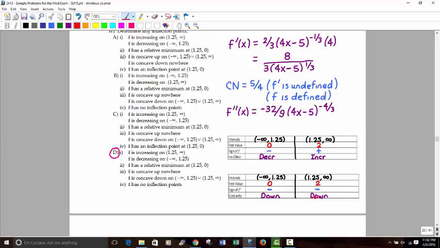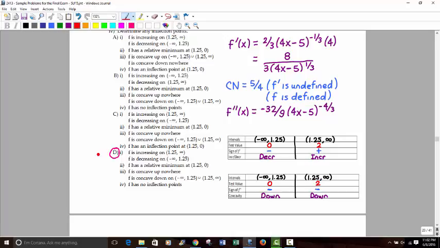So the concavity goes down and then down again. So we have no point of inflection, because remember, it has to change concavity. So we have decrease, increase, and we will yield a relative minimum there when you go down to up. That's a minimum. No inflection points.